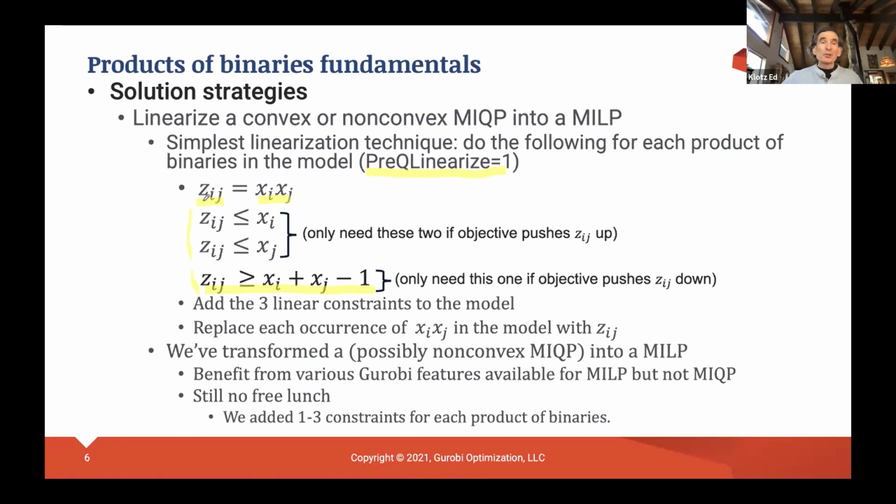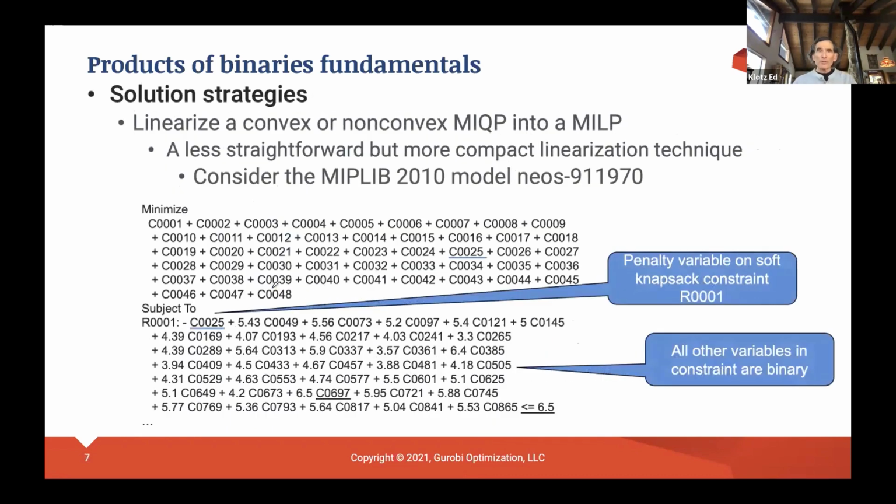Remember, Zij is this new construct we've created. So if we only add this one constraint, that's the only place Zij appears in. There's no other constraint that's going to force Zij to stay up to be 1 in this case. So the objective, rather than these two other constraints, can be used to push Zij down to 0. So that's why I'm saying 1 to 3 constraints, and Gurobi makes use of that. And then the argument is very similar if the objective is pushing Zij up, in which case we need the first two constraints, but not the third. So that's the simplest linearization.